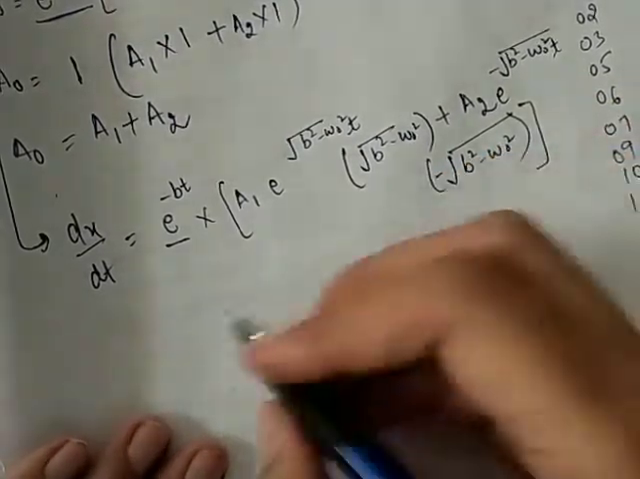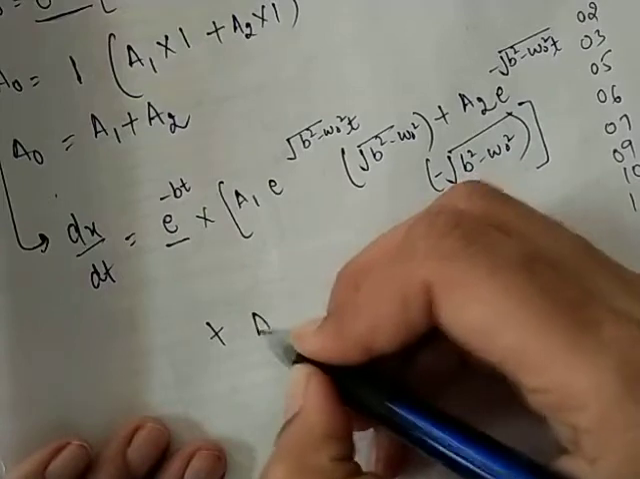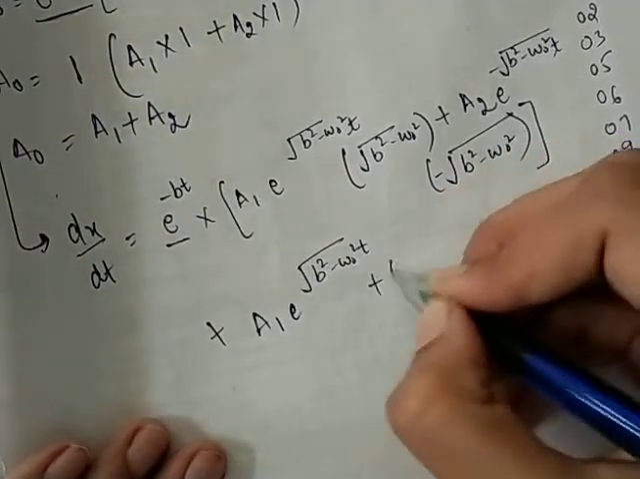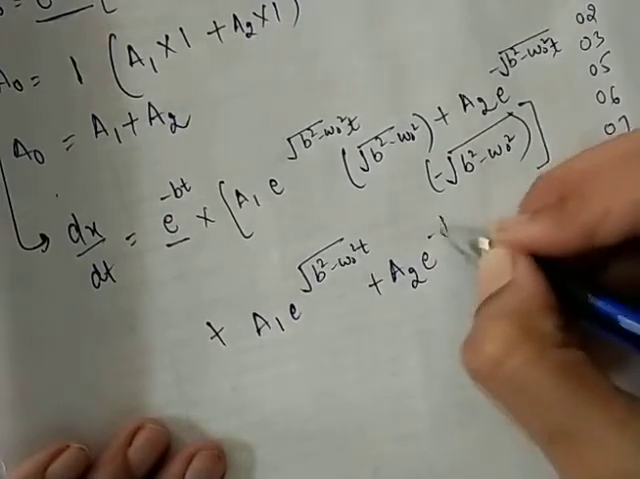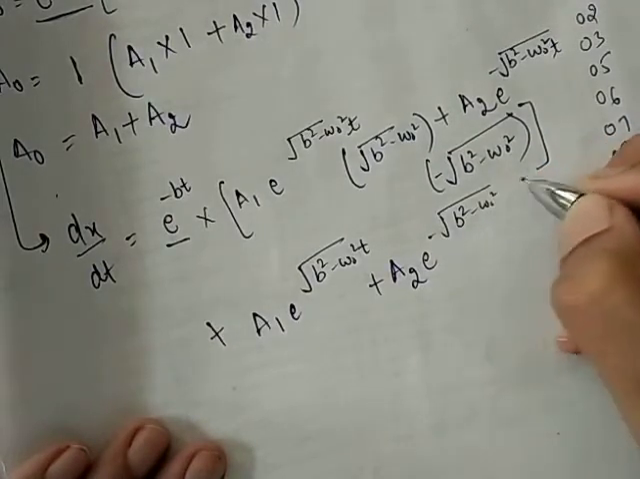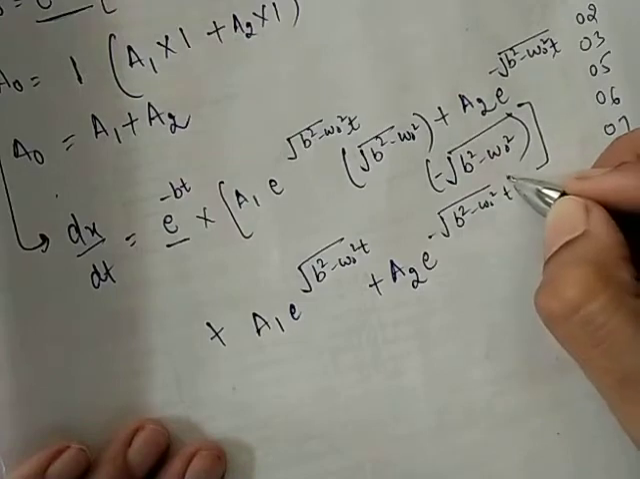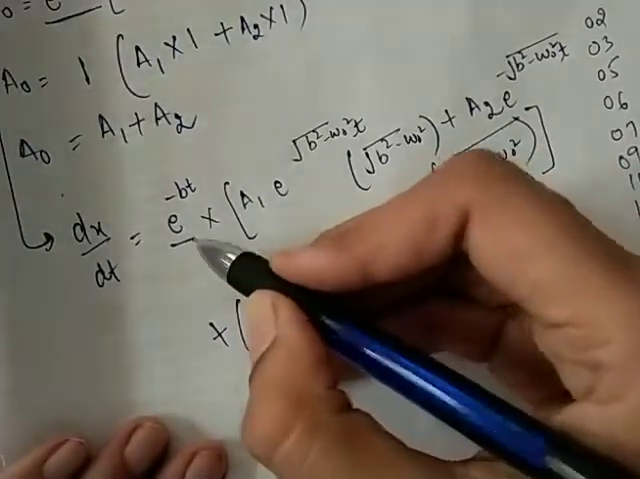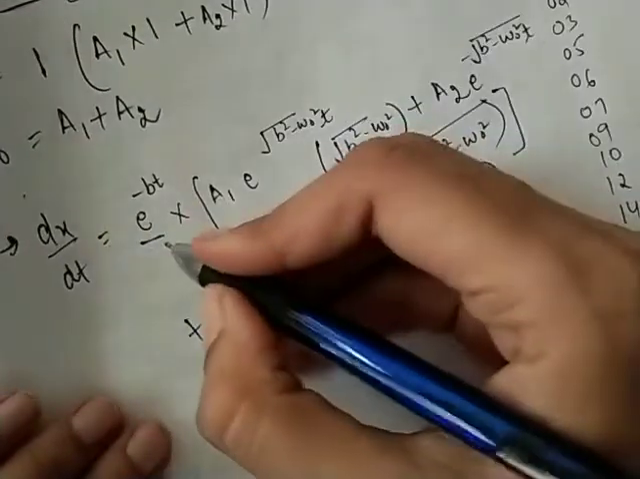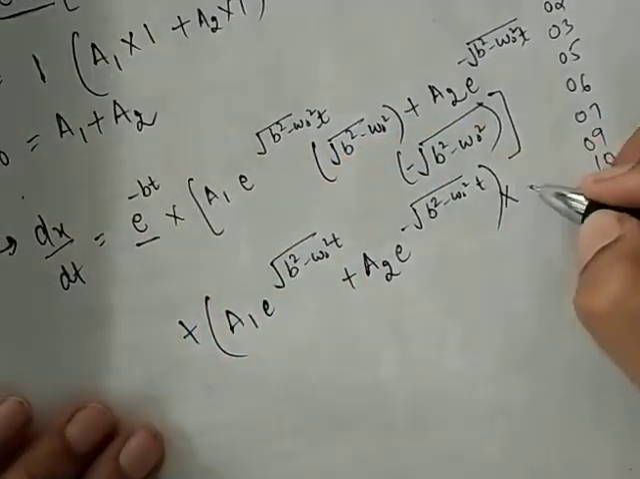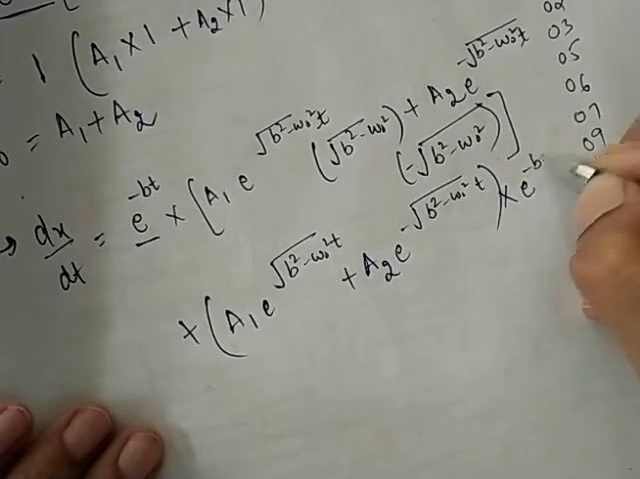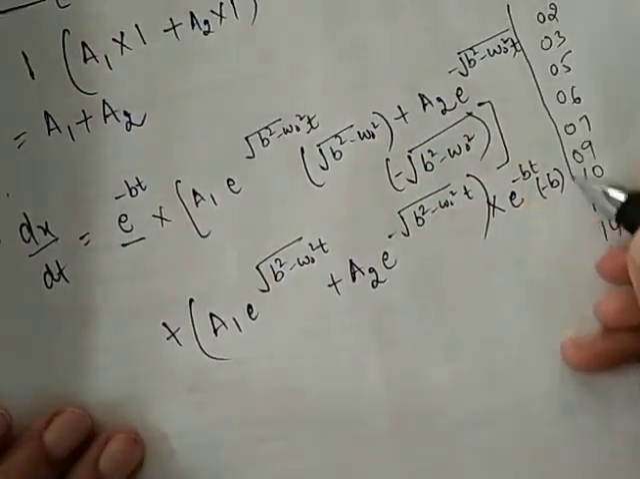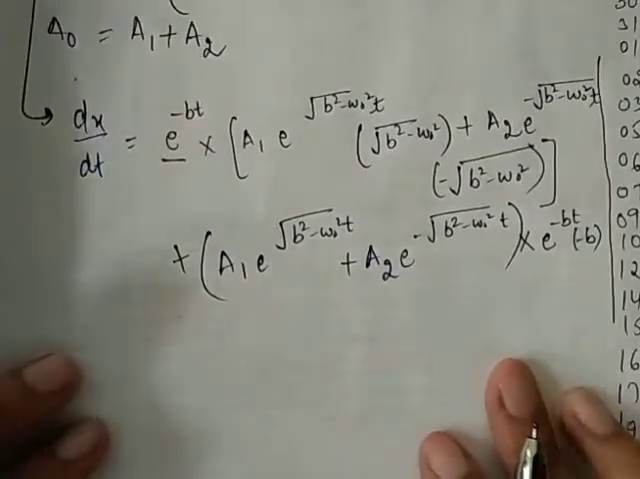So this is one thing, and the other thing is A1 e raised to power under root b square minus omega naught square t plus A2 e raised to power minus under root b square minus omega naught square into t. This is where the v function is multiplied by the differentiation of u, like this differentiation of this. So we are getting here e raised to power minus b into t multiplied by minus b. So this is what we have got.